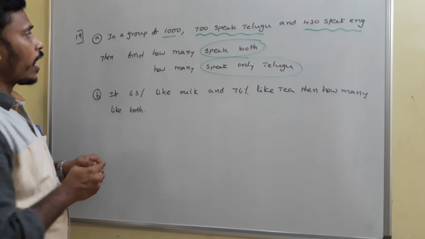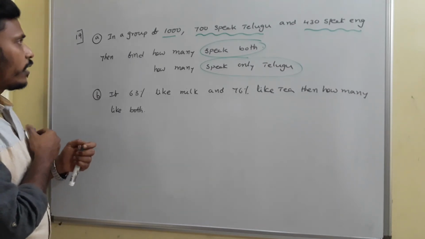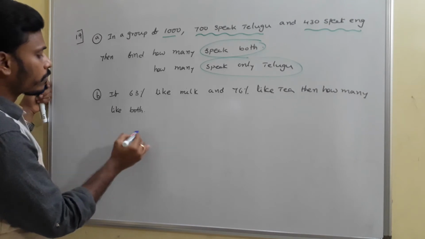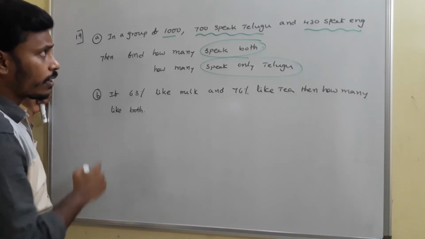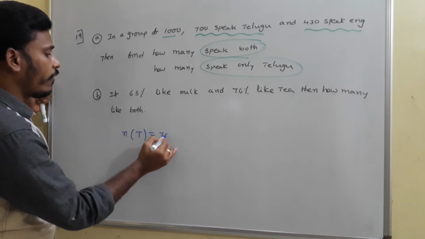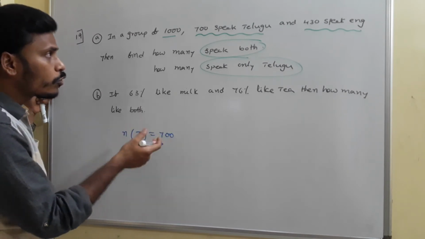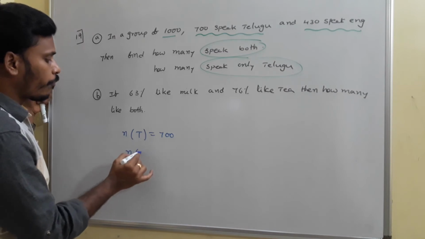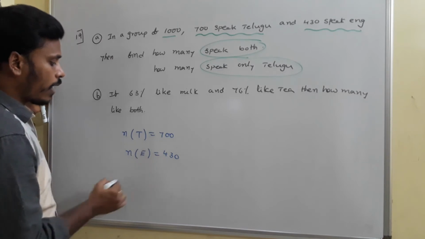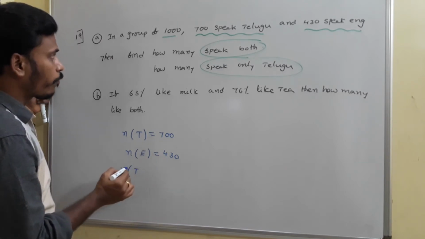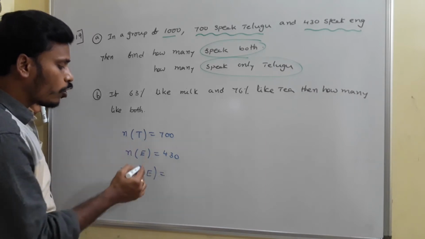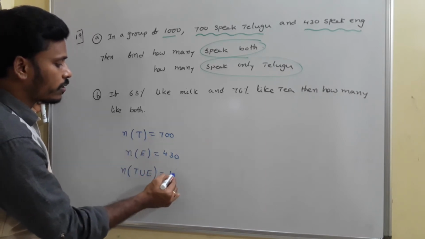How many people are there in the group? In the group there are 1000 persons. So you need to consider the total number of persons as 1000, and 700 speak Telugu, so n of T is equal to 700. The number of people who speak English is 430. And as per the problem, the total number of people is 1000, so they may speak either Telugu or English. The union of both the languages is just 1000.